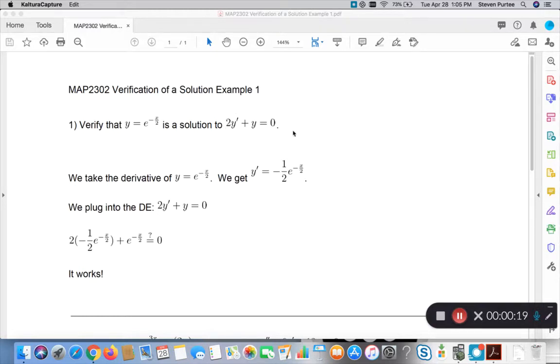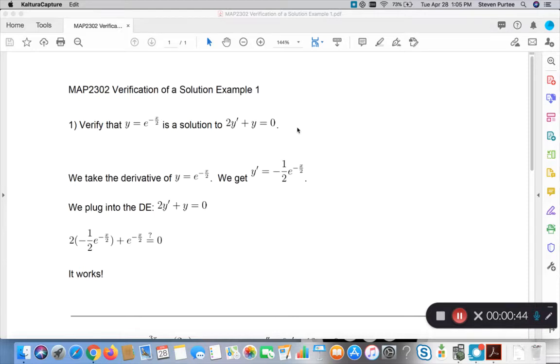So we have this differential equation. This is an ordinary linear differential equation. First order, we only have first derivative. Somebody suggests that this function is a solution. There could be many, but we think this may be a solution to this DE.